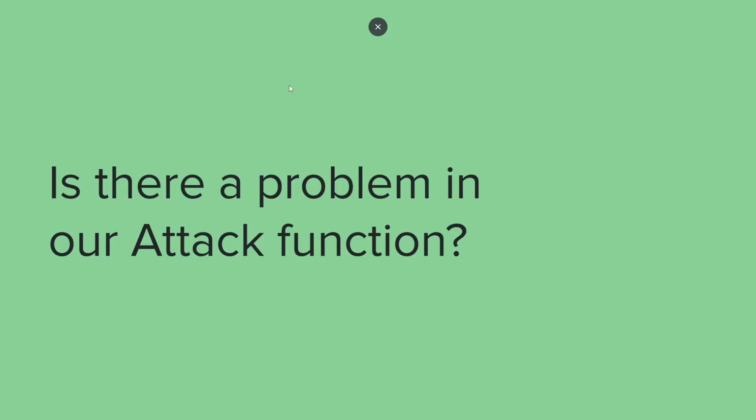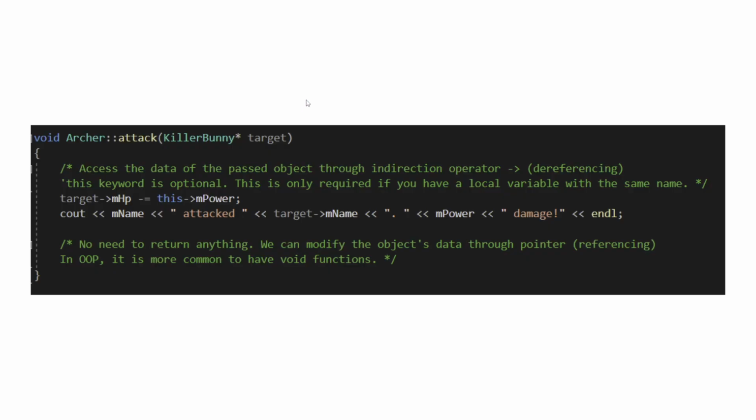Okay, so is there a problem in our attack function? So here's our attack function. Remember from last week? We have the target, and all we have to do is when we want to attack the killer bunny, we minus the HP with empower, or the power of the int of this class. And then you have the print. So does anyone find anything wrong with this function?